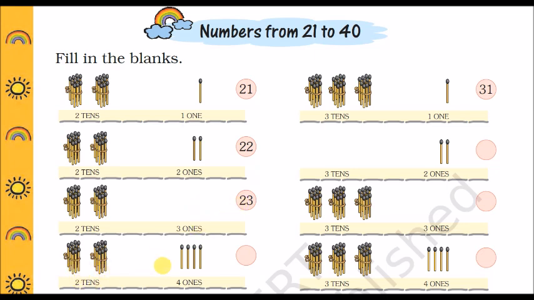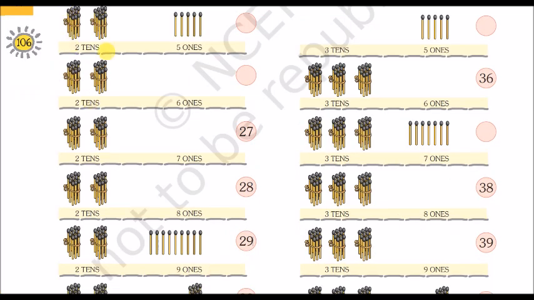2 tens and 4 ones. 10, 20, 21, 22, 23, 24 and 24. 2 tens and 5 ones. 20, 21, 22, 23, 24 and 25. यहाँ पे हम लिखेंगे 25.